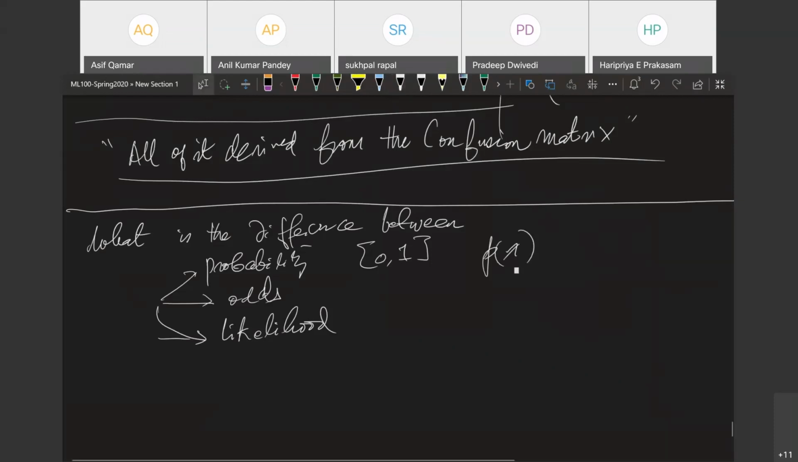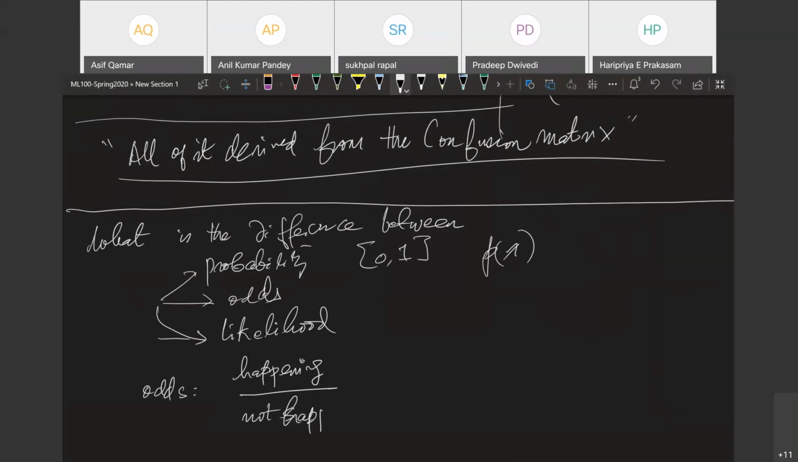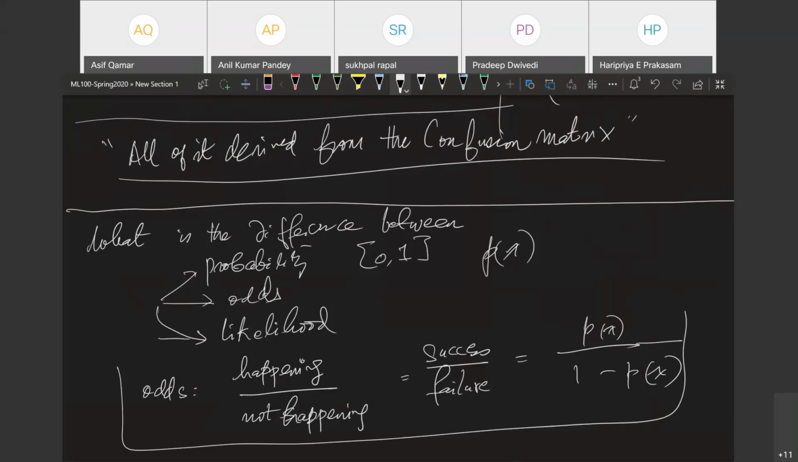Odds is defined as the probability of it happening over the probability of it not happening. Or people sometimes call it success over failure. So what are the odds that Trump will get reelected? It is the ratio of the probability that he'll get reelected over the probability that he'll not get reelected. So it is P(X) over 1 minus P(X). Are we together? So this is the definition of odds.